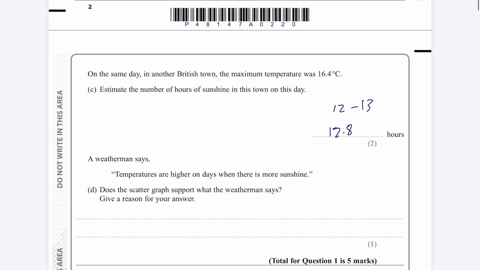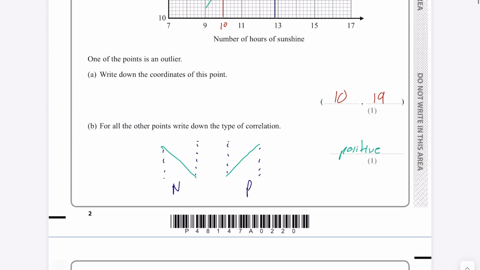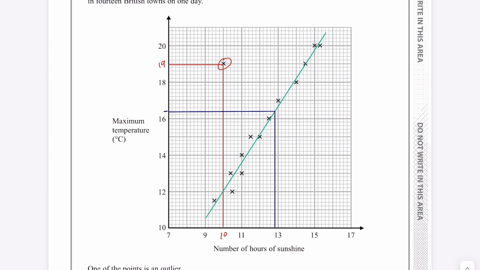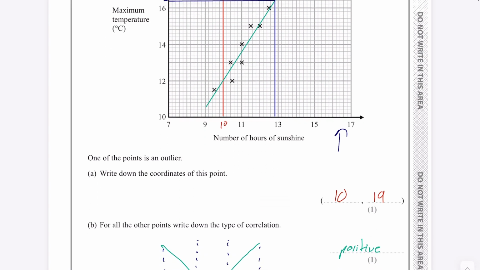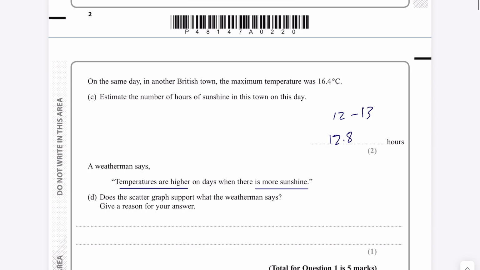A weatherman says the temperature is higher on days when there is more sunshine. Does the scatter graph support what the weatherman says? Give a reason for your answer. So where is the higher temperature on the graph? The highest temperatures would be in this range here. That does support his claim, because if you look at this side, the temperature is high, and if you look at this side, the number of hours of sunshine is high as well. So the answer is going to be yes, but we're going to give a reason.